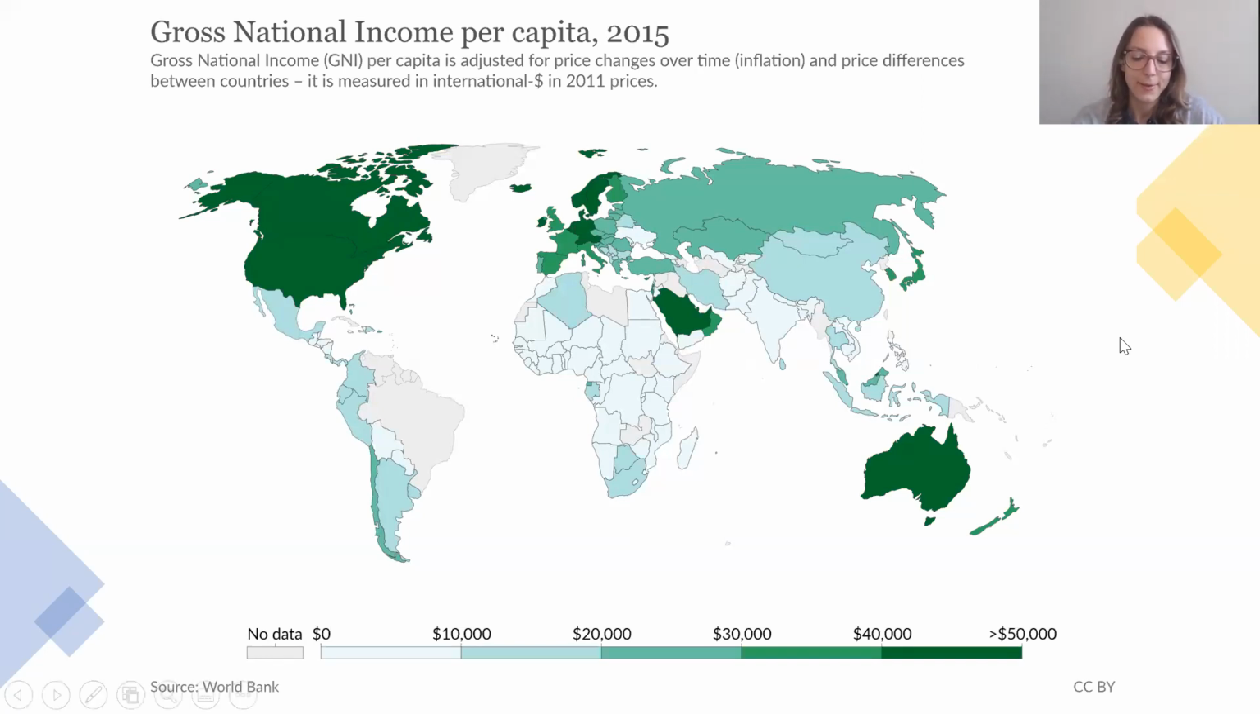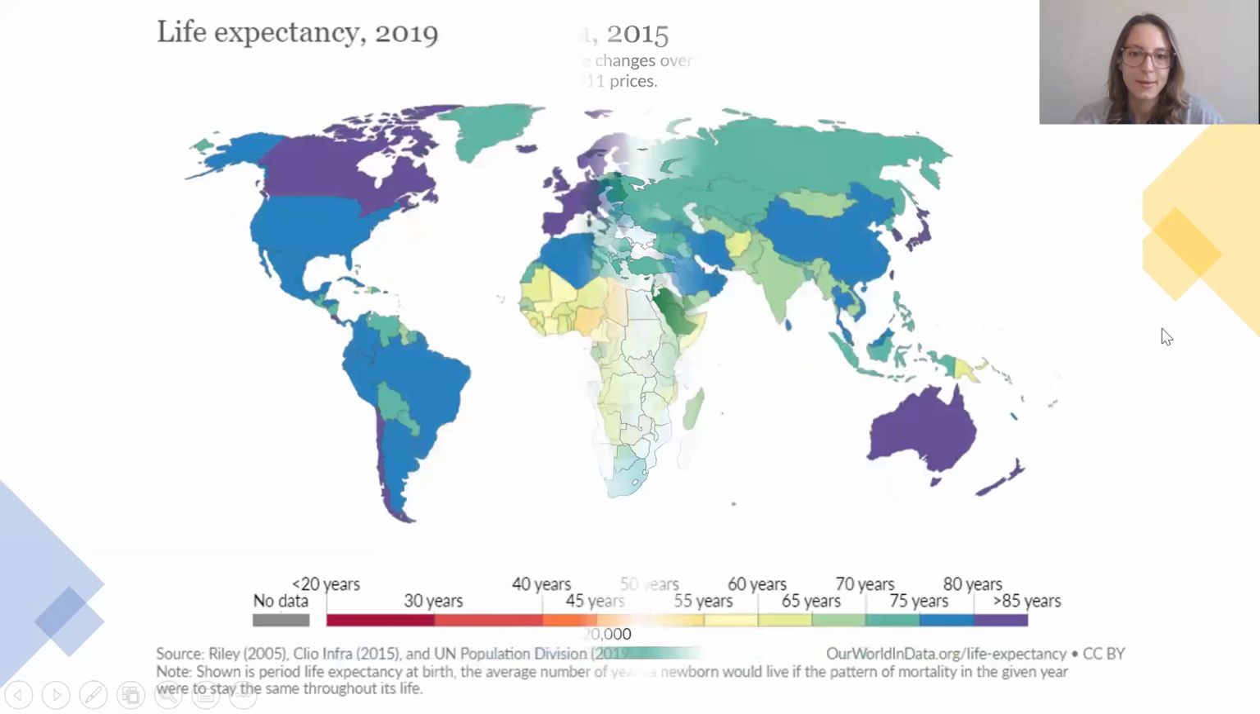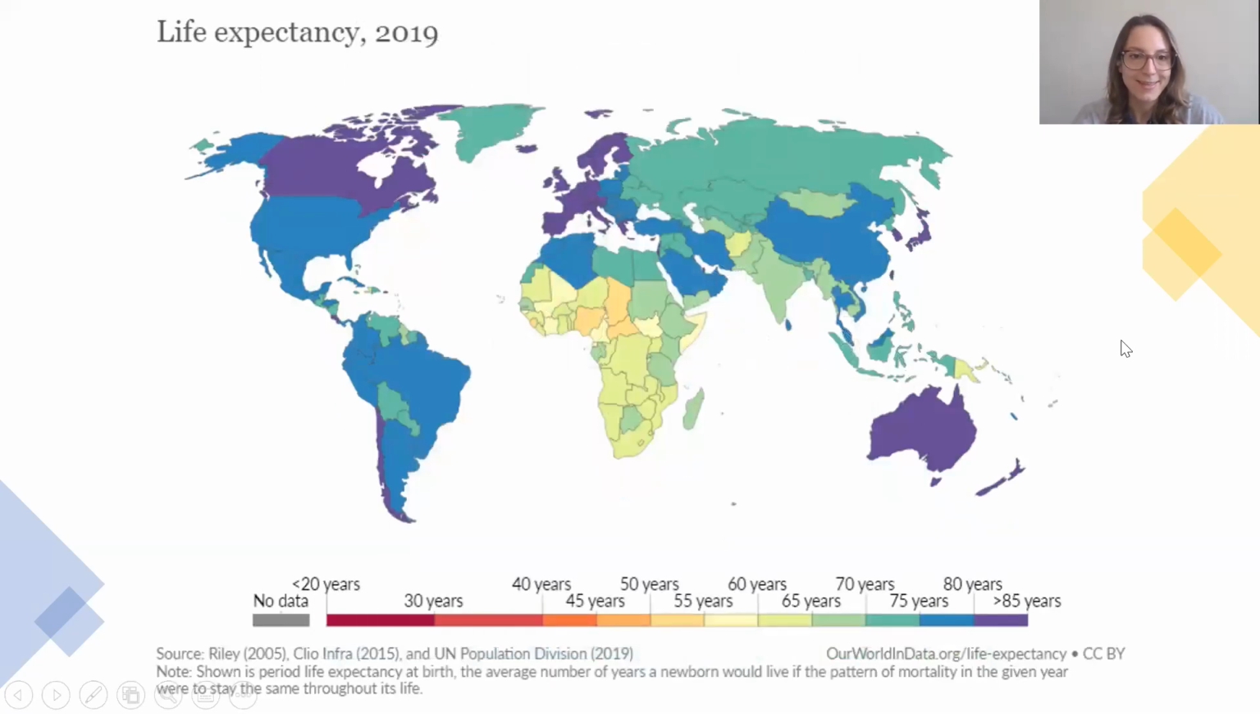Now, how does that compare with something like life expectancy, right? Is there a link between income or economic development and potential health? You might have guessed, yes. So similarly to that previous figure, life expectancy tends to be highest in those places where the GNI was very high, so where economic development tends to be higher.